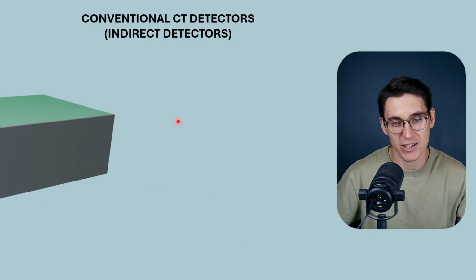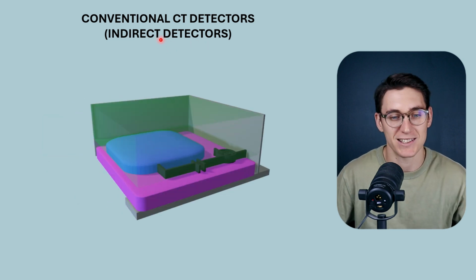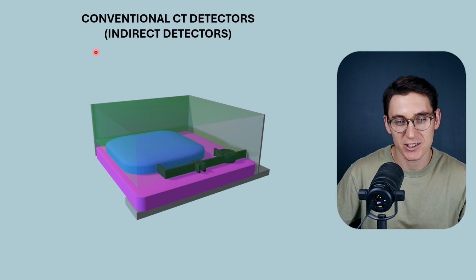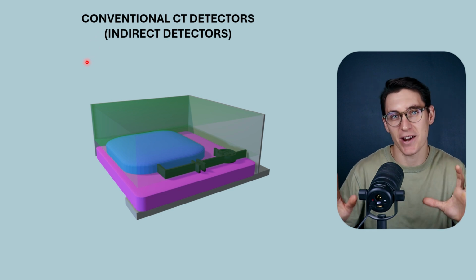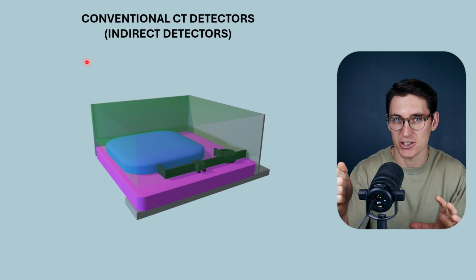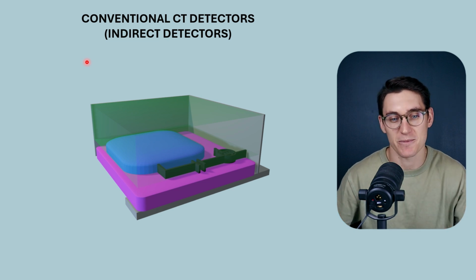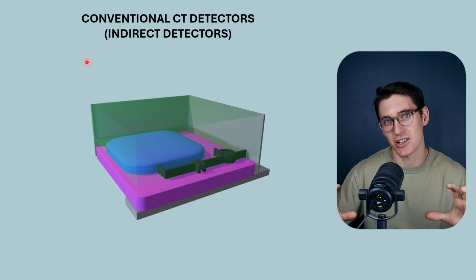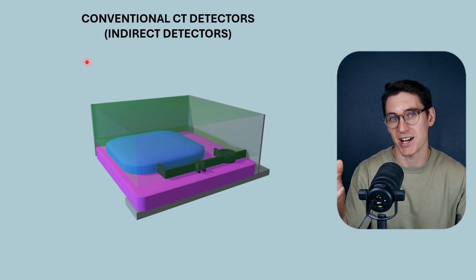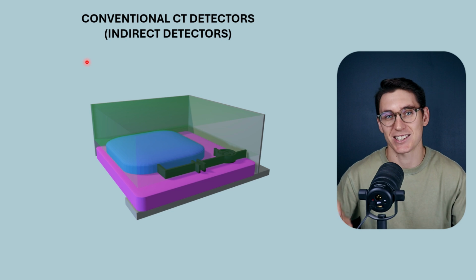So let's look at conventional CT detectors and see how they differ from photon counting detectors. Now in conventional detectors, we use what's known as indirect detection. X-ray photons, electromagnetic radiation, are converted into light photons, the same type of electromagnetic radiation, but now with longer wavelengths. Those light photons are then measured by what's known as a photodiode, and that light energy is converted into an electrical current that's stored.